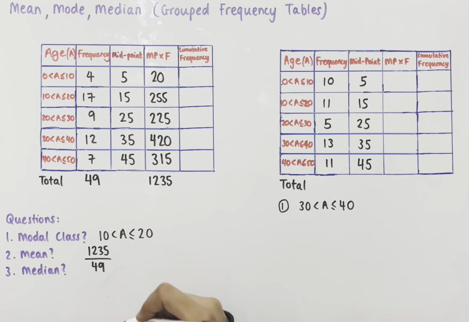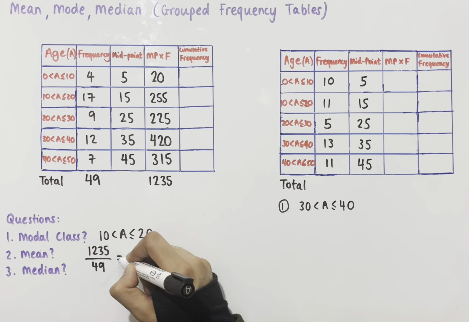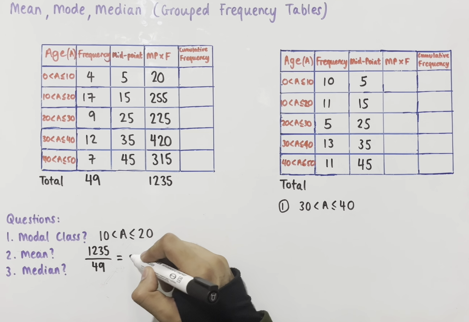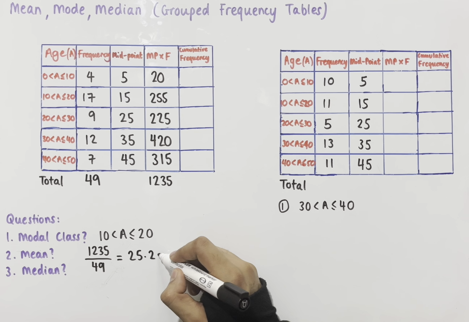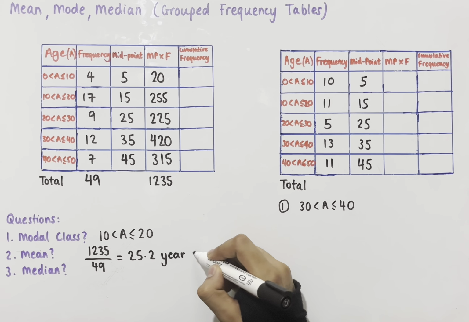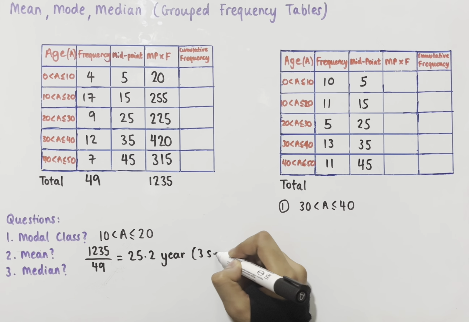So 1,235 divided by 49 is equal to 25.2. So in this scenario, the units would be years, and this is to 3 significant figures.